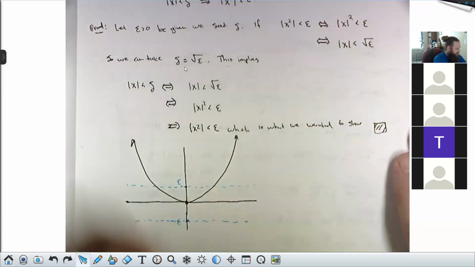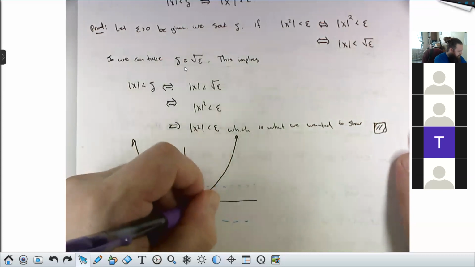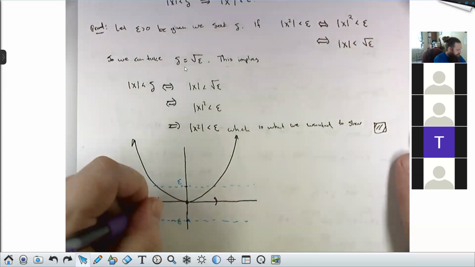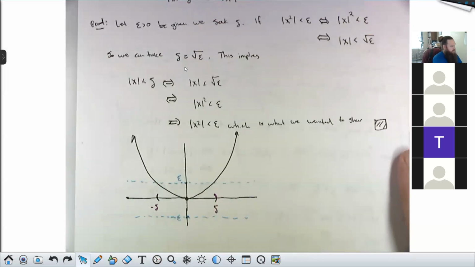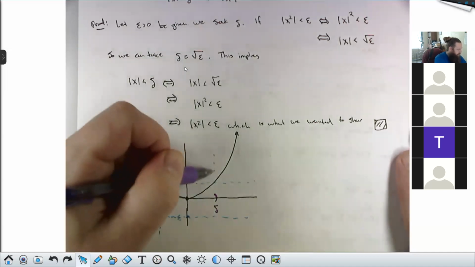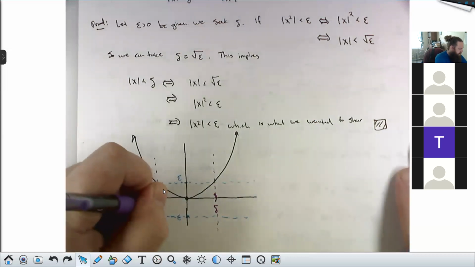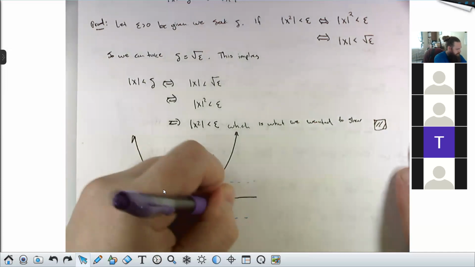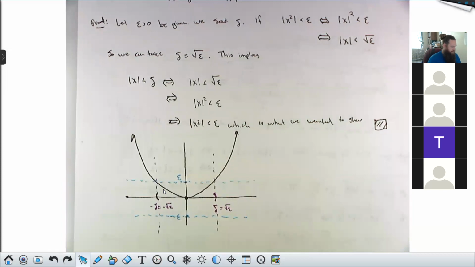Well, you can see it right here, right? As long as I stay within this delta window, the y values on my graph will stay within that epsilon window. In other words, I found a rectangle whose width, delta, depends on epsilon and guarantees that the graph stays inside. And the choice of delta that works here is the square root of epsilon. All right.